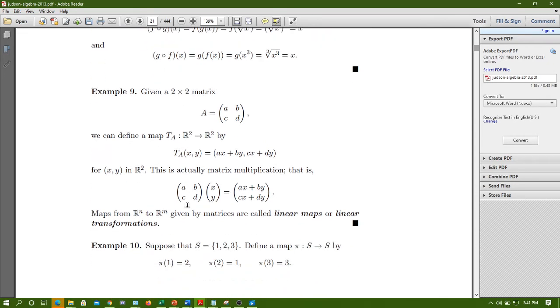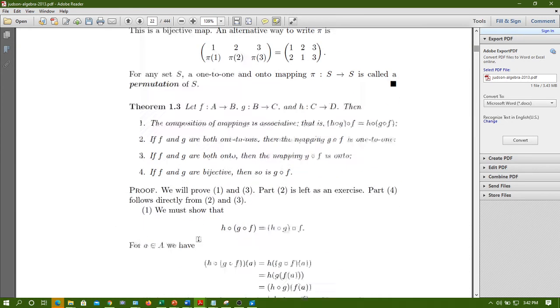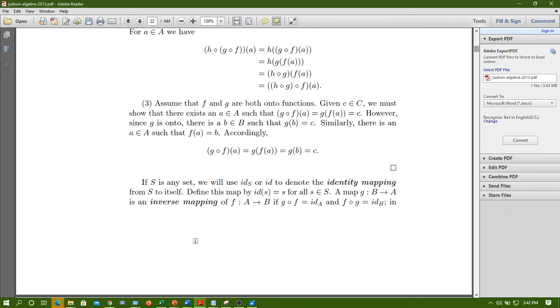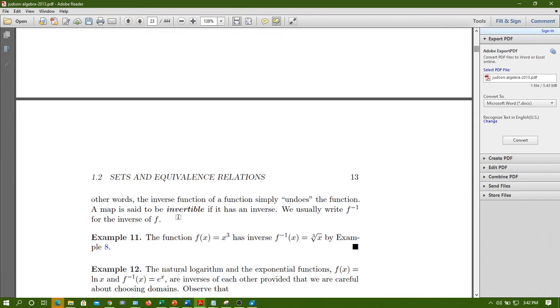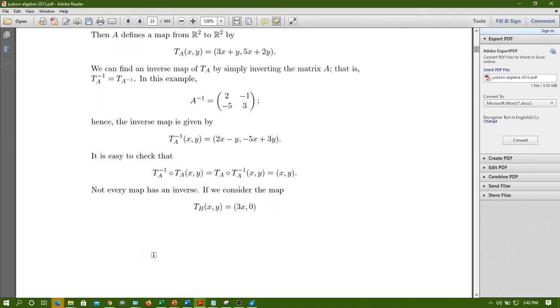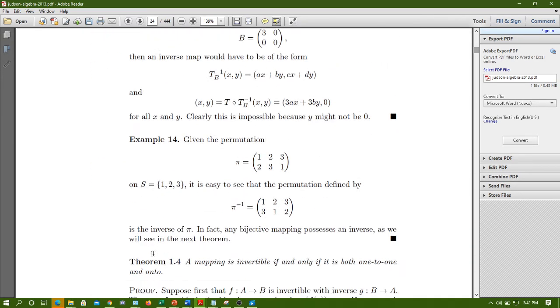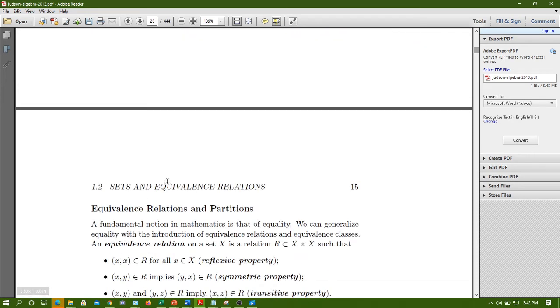Matrix, okay, linear maps or linear transformations. We will go back to that next time. What else? Permutation and identity mapping, inverse mapping, invertible. Did I include all this in the video presentation? This is part of sets and mappings, and invertibility. Anyway, I would let you watch most of those.